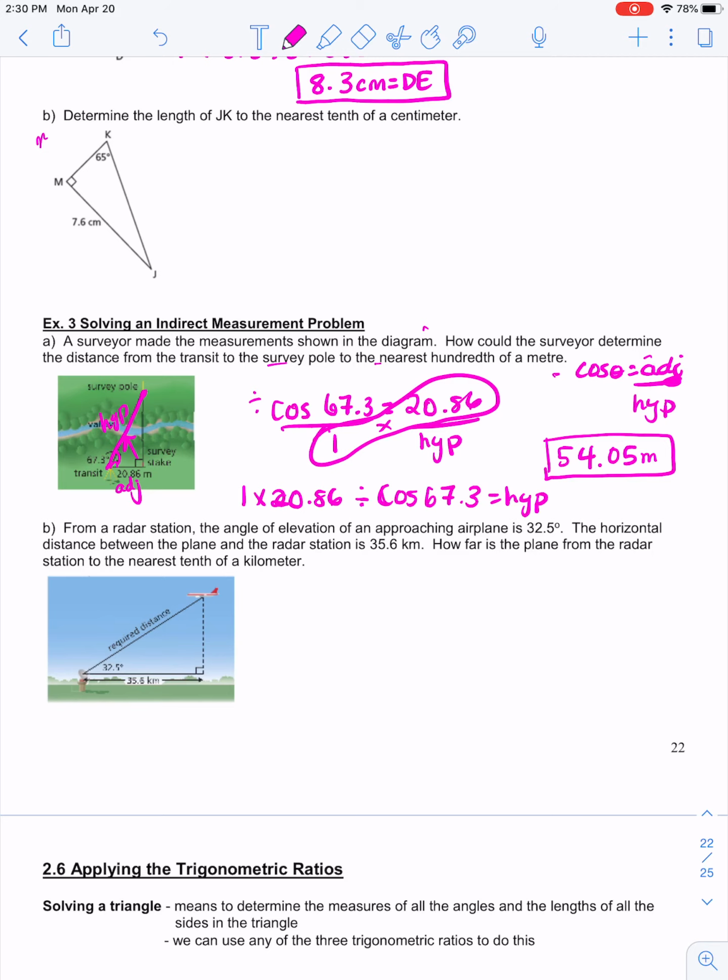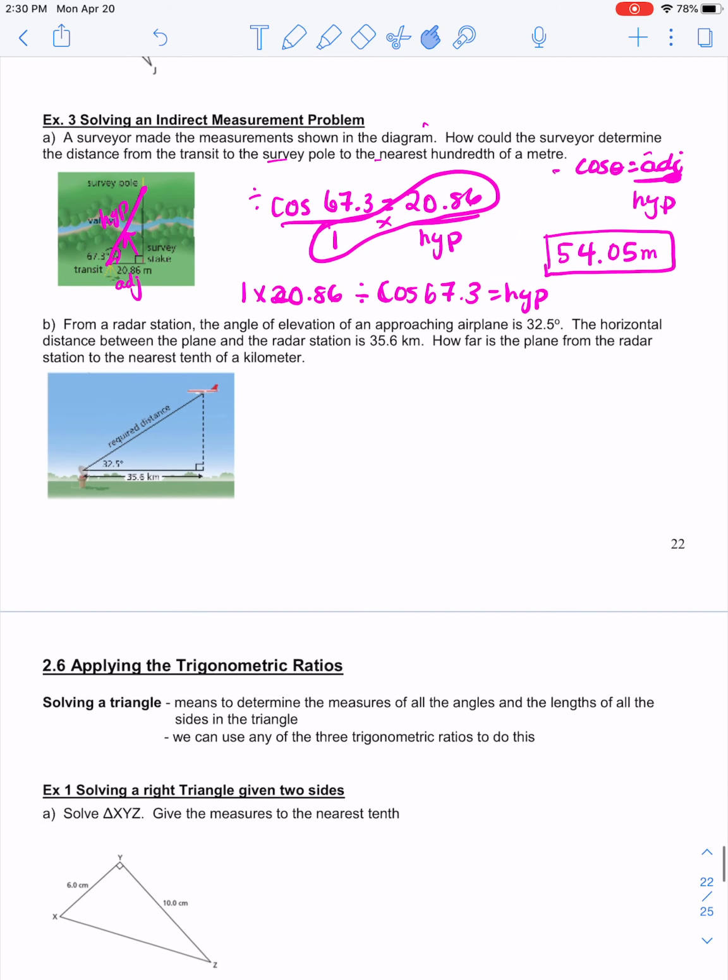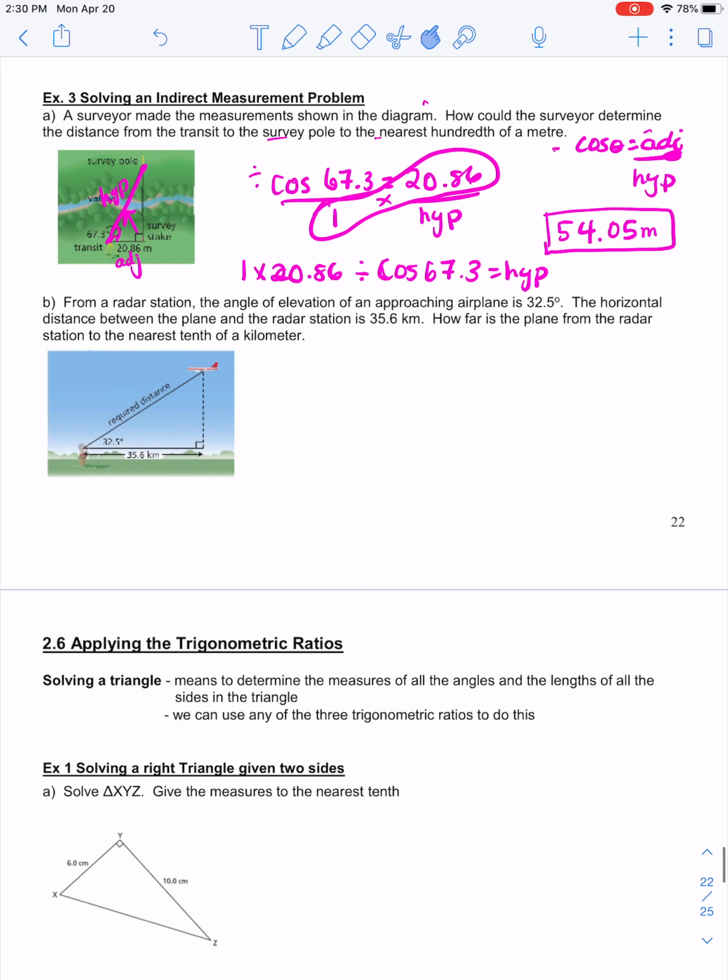Okay, let's do one more. From the radar station, the angle of elevation of an approaching airplane is 32.5 degrees. Remember, angle of elevation is always from the horizontal looking up. So they give us this angle of elevation. The horizontal distance between the plane and the radar station is 35.6, so they give us that. How far is the plane from the radar station, to the nearest tenth of a kilometer? Again, they give us this required distance. That's what we're looking for.